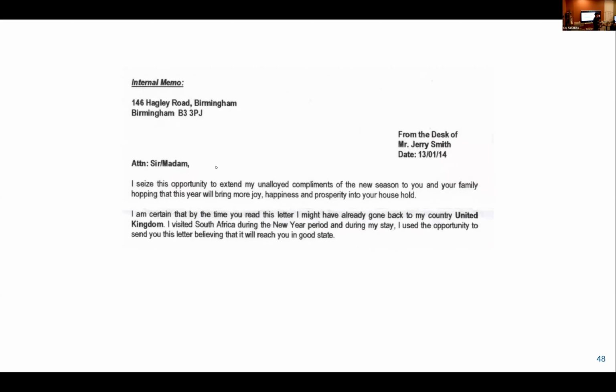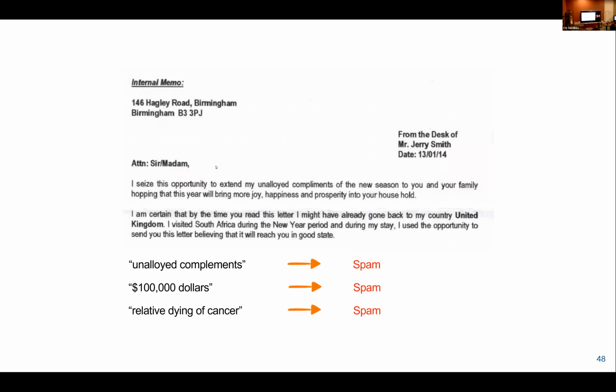So evidently, we can tell that both of these emails are spam, right? So how can we tell that? Would anyone like to oblige the question? Bad grammar, terrible grammar. Yes. Large sums of money. So language such as large sums of money, or like, I hope this email finds you in good state, or like unalloyed compliments, or relative dying of cancer.